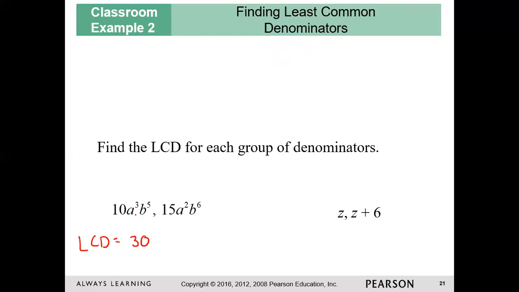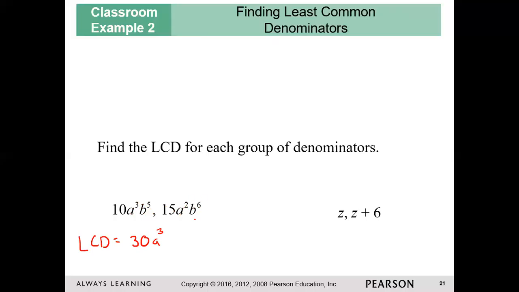And then remember, it says that the highest exponent, the largest exponent, is going to be part of the LCD. So we have a to the third power, and we have a squared. So a to the third power is obviously more than a squared. So a to the third power is going to be part of the LCD. Over here, you have b to the fifth and b to the sixth.